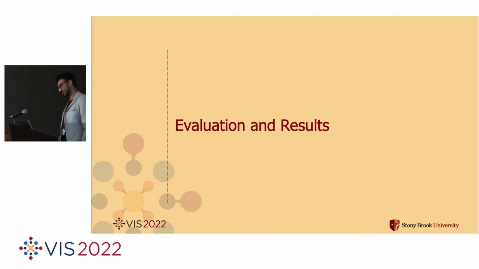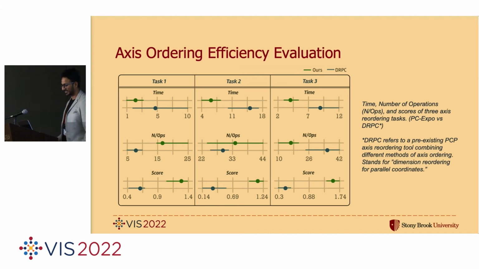Evaluation and results. That was the demo of PC Expo, and now we can look at how PC Expo extends existing works and what improvements we have in this tool. We did an extensive comparison of PC Expo via a user study of 10 users with an existing baseline tool called DRPC, a parallel coordinates axis reordering tool using all the existing works, where you can choose a technique and reorder axes based on it.